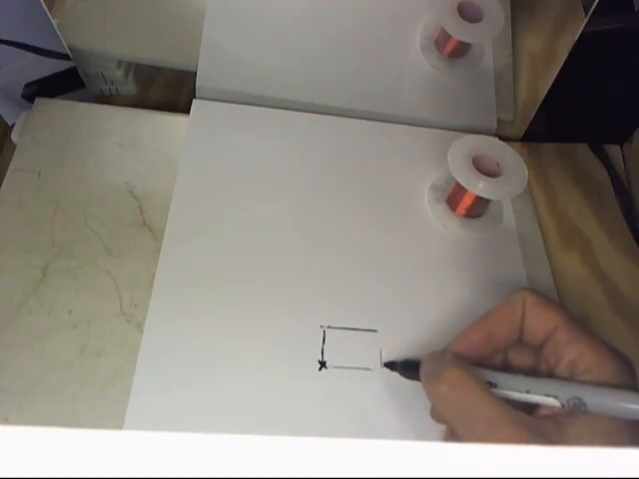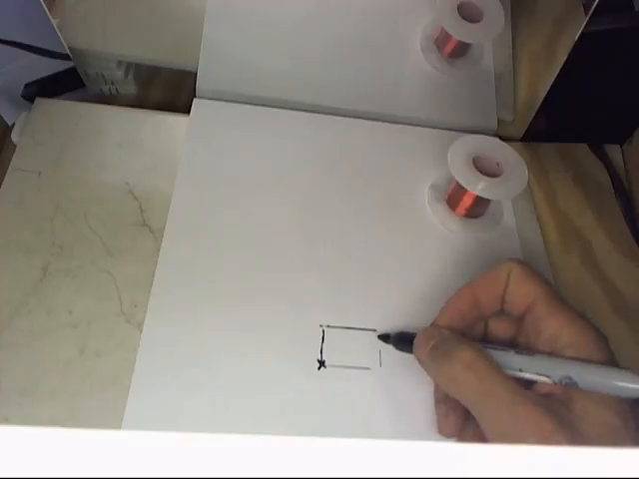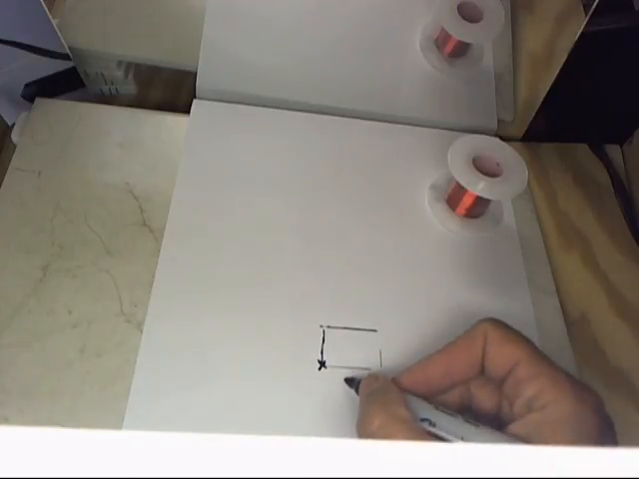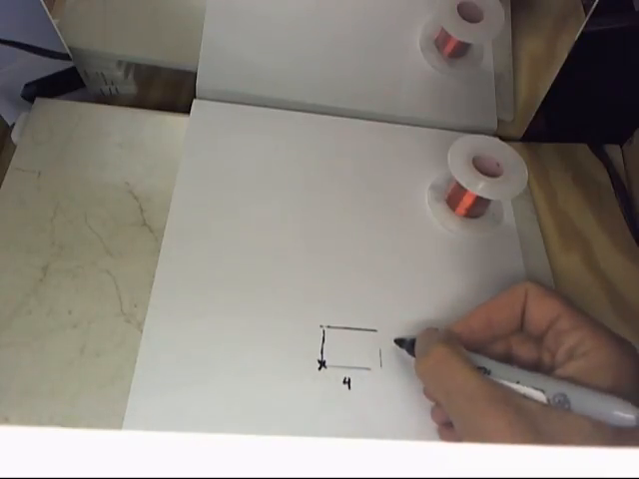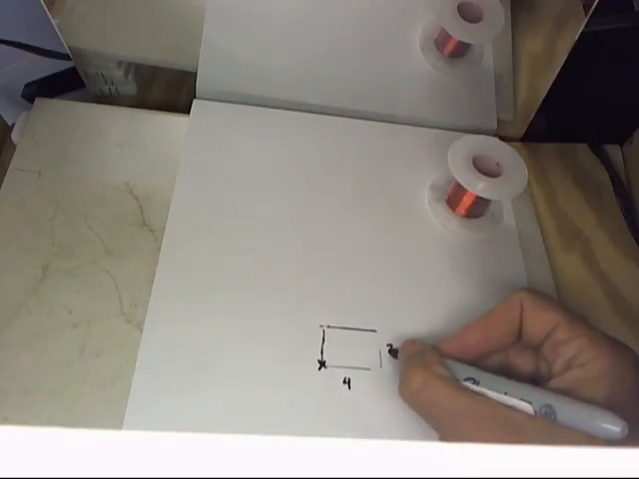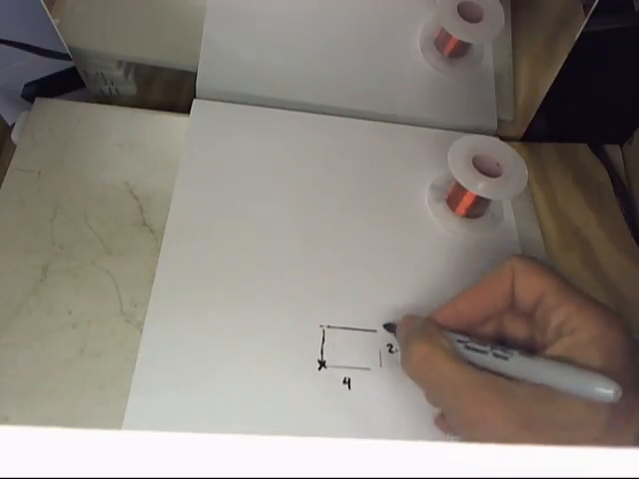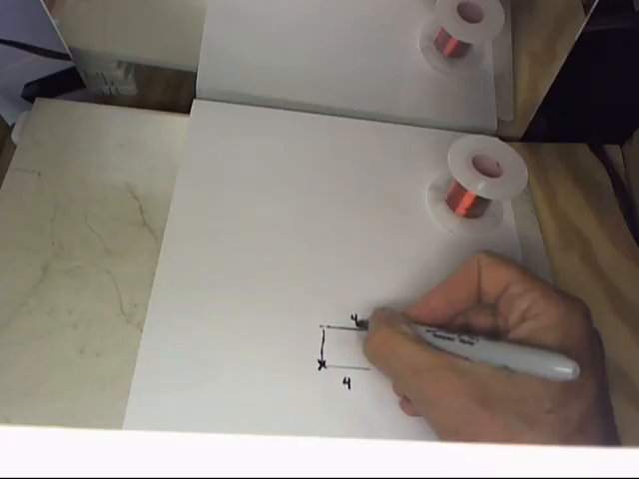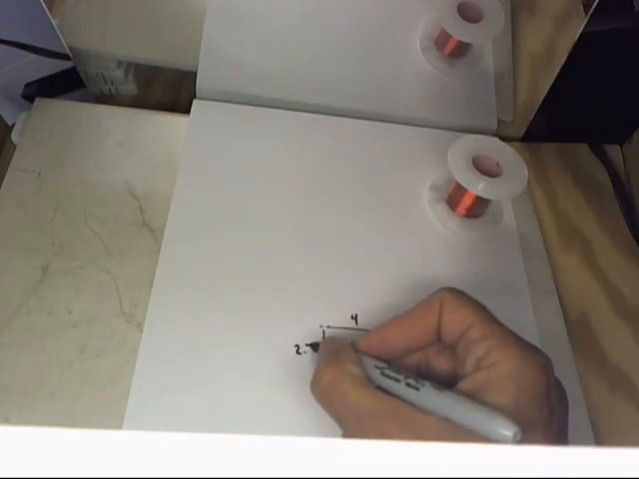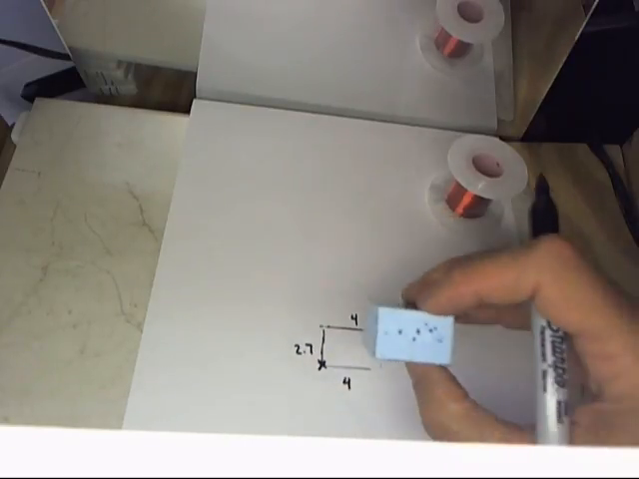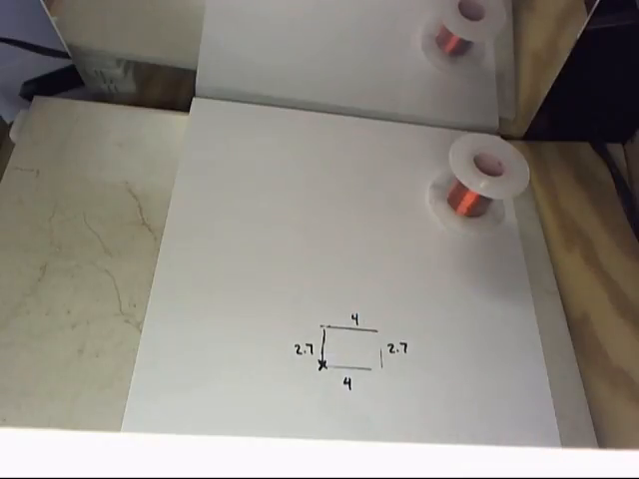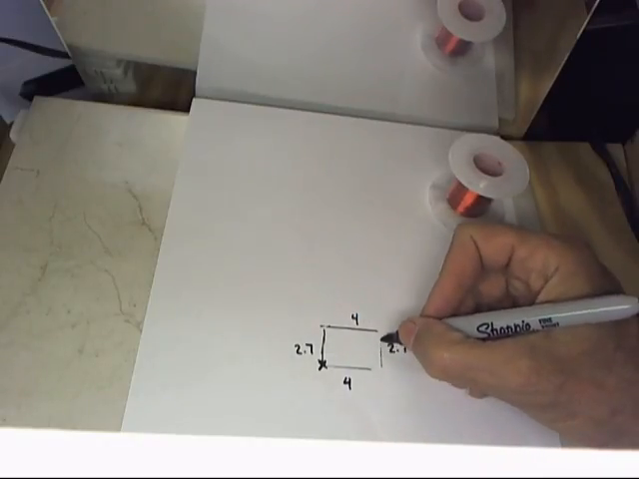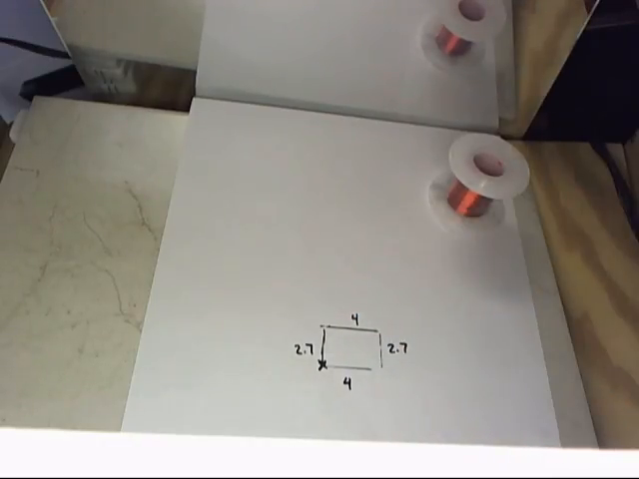If I estimate the length and width of this rectangle, I'm going to estimate the length as 4 units and the width as 2.7 units, and I'm going to assume it's a perfect rectangle, so I have 4 here and 2.7 here. Now if I look at this thing very accurately, we might find that it isn't a perfect rectangle, but let's just for the moment assume that it is.